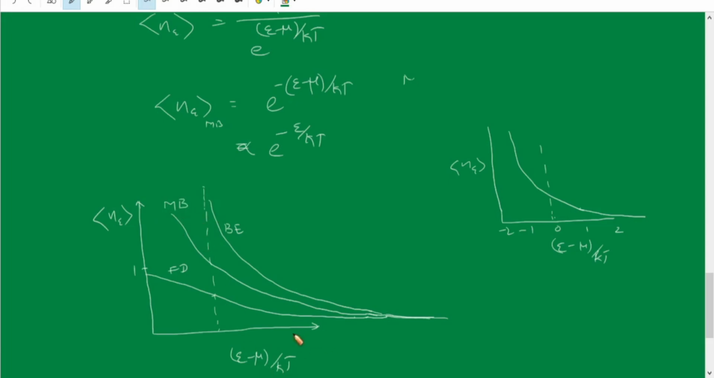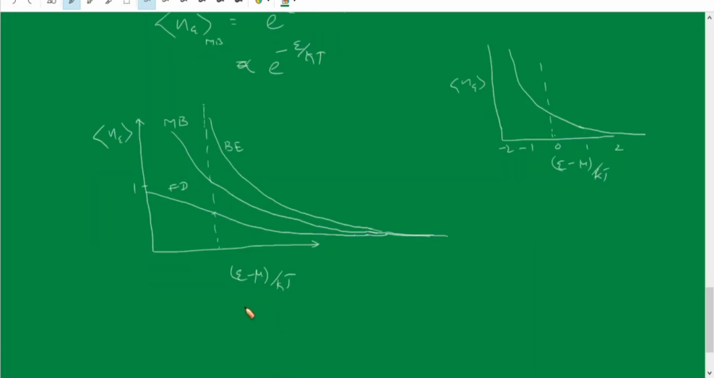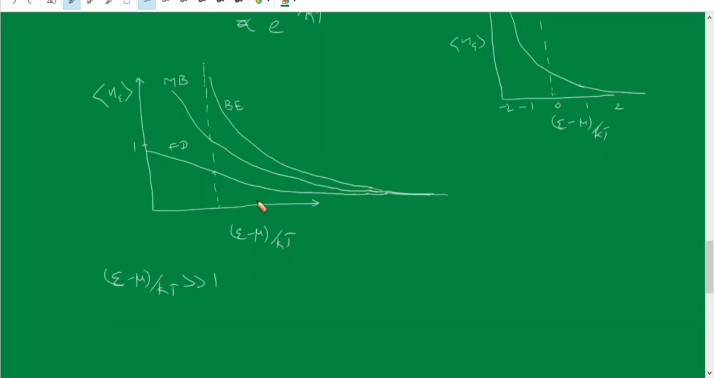In all these three cases, we can observe that when E minus mu divided by kT is very much greater than 1, all these three graphs merge together. That means the distinction between the quantum statistics and classical statistics tends to disappear. Fermi-Dirac and Bose-Einstein are quantum statistics and Maxwell-Boltzmann is classical. The distinction disappears when E minus mu divided by kT is very large.